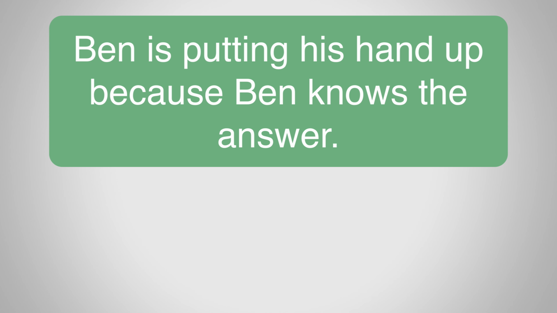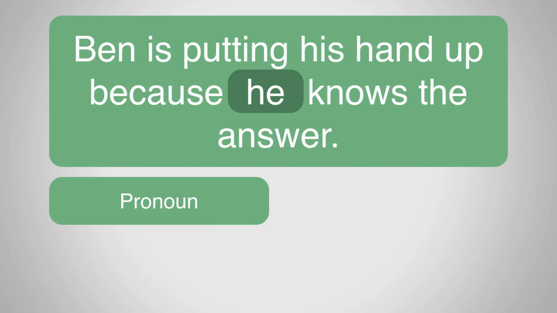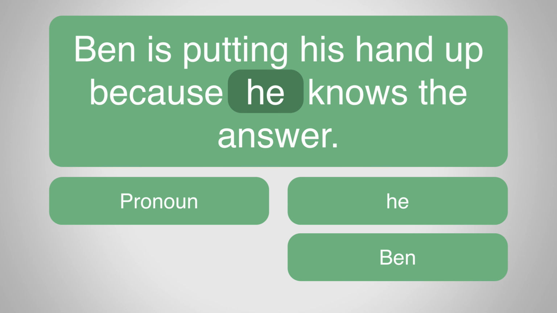Well, we can replace one of the Bens with a pronoun, that is, another word that works as a noun and refers to Ben. So we could say, Ben is putting his hand up because he knows the answer. So what's the pronoun here? It's he. It's just like a noun, as it's naming a person, place, thing or idea, but it's being used to replace another noun, in this case, Ben.